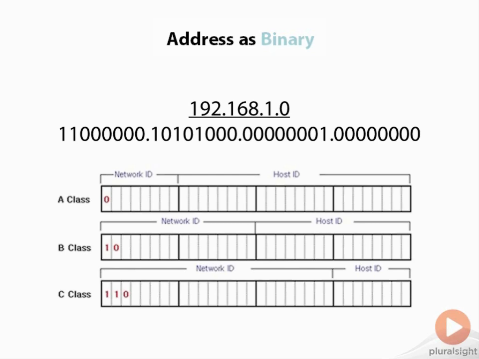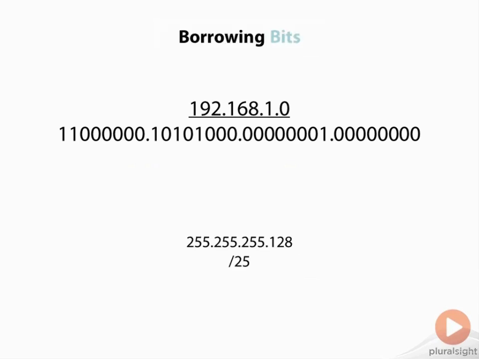If we take the address 192.168.1.0 and we say that we want to divide this network into 2 subnets or 2 networks, we can borrow 1 bit from the host portion of the address or the network. This is where the subnet mask comes in. The subnet mask will tell you how many bits are borrowed.